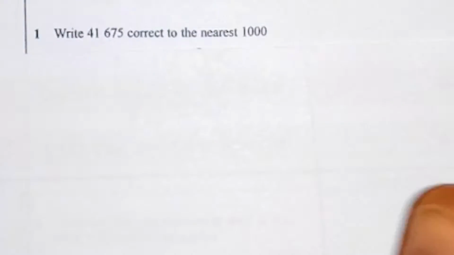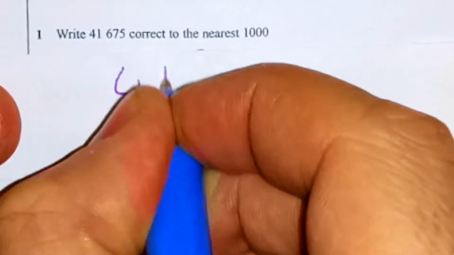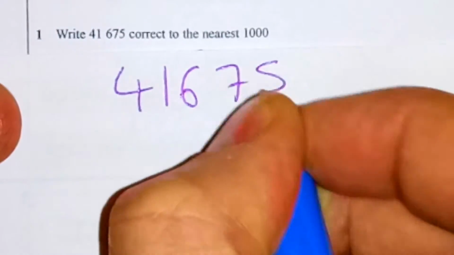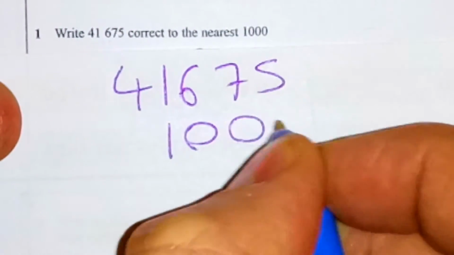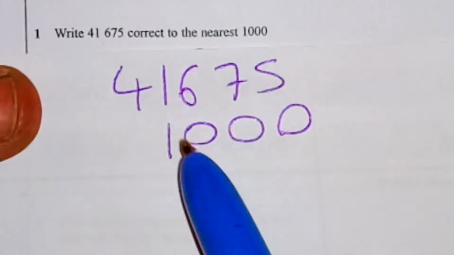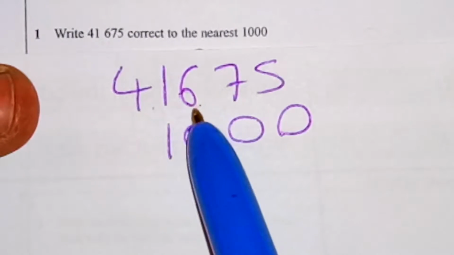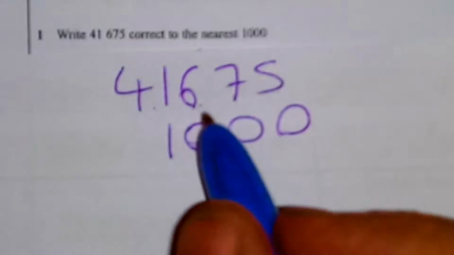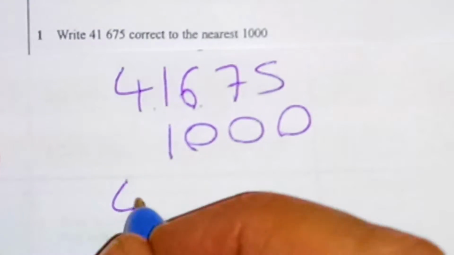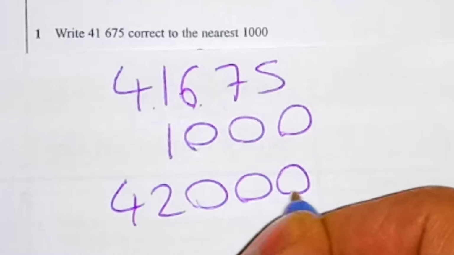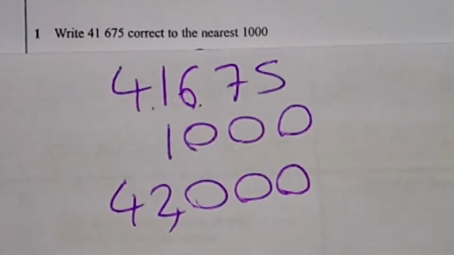Right, 41675, correct to the nearest thousand. If you think about it, 41675, let me put 1,000 in. It gives us a clue really. So it's going to be 41,000 or 42,000. We look at the 6. The 6 forces it up because it's above 5, which means it'll be 42,000.